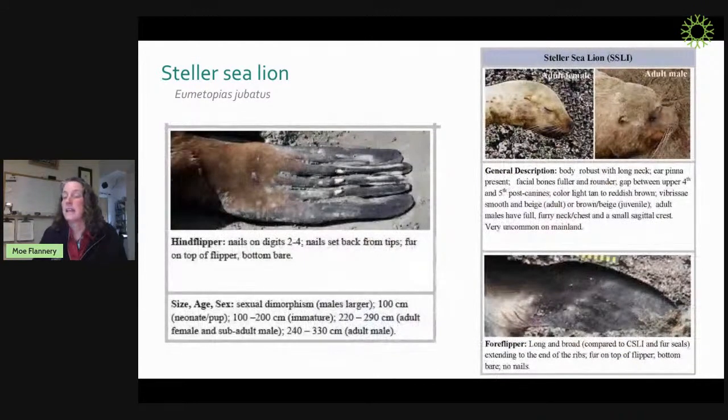So just like the California sea lions, they have fur on the top of their flippers, the dorsal side of their foreflippers, and they do have nails on their hind flippers, and you can see those there. And their foreflippers extend all the way down their body to the sides of their ribs. And this picture up in the upper corner really shows that bear-like face. That does look like a bear laying there in the sand. And the adult female, of course, is much smaller than the adult male.